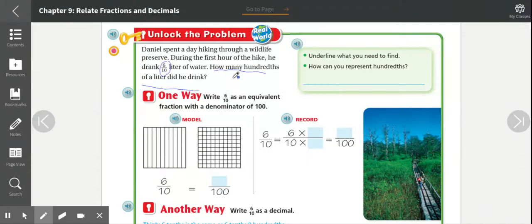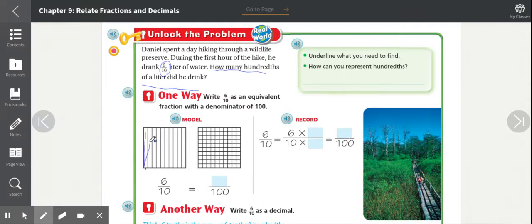So we want to find out how many hundredths of the liter did he drink, and how can we represent hundredths? So we can represent hundredths as either a fraction or a decimal. So we know that he drank 6/10 of a liter. So I'm going to shade in here. One way we could do this is shading a model. So I'm going to shade in 6 pieces out of the 10.